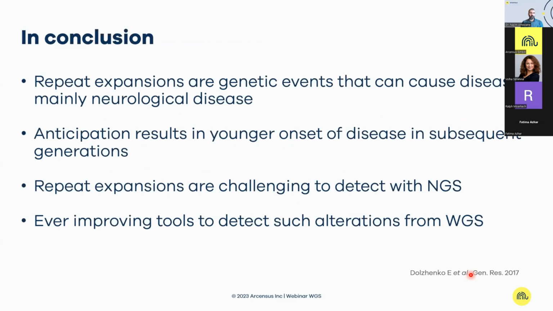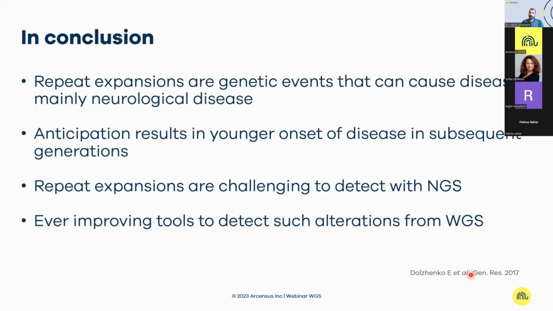So in conclusion, repeat expansions are genetic events that can cause disease. In most cases, these diseases are neurological. And the phenomenon of anticipation results in the onset being younger in subsequent generations. Repeat expansions are challenging to detect using whole genome sequencing data, or NGS in general, especially since the most prevalent method of performing next generation sequencing is based on short reads.